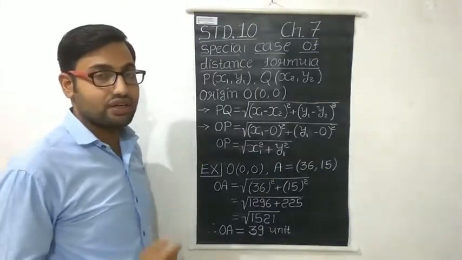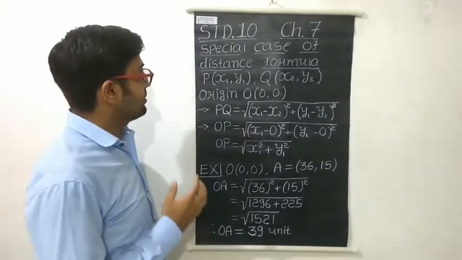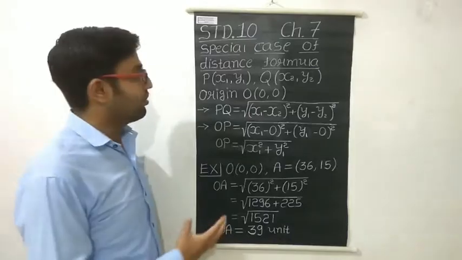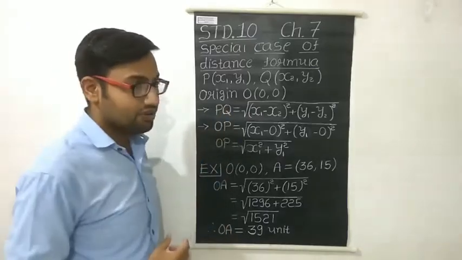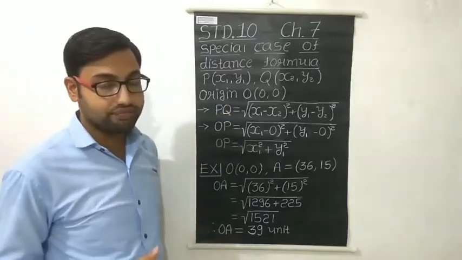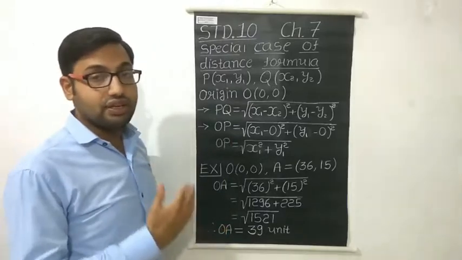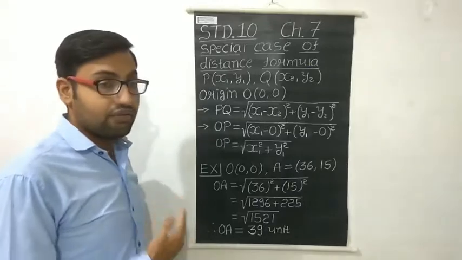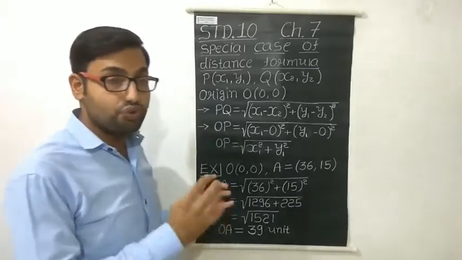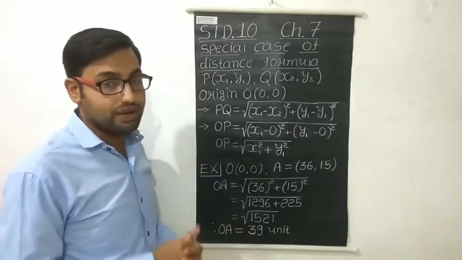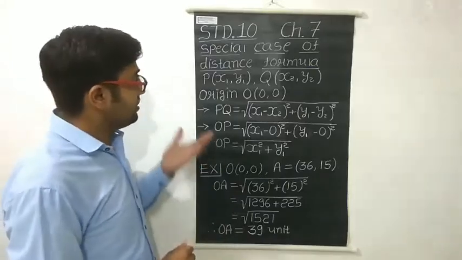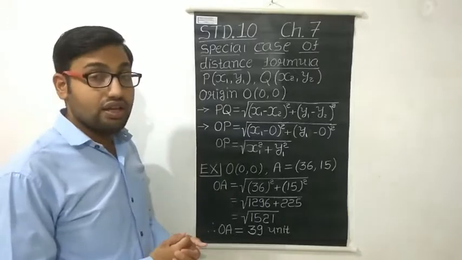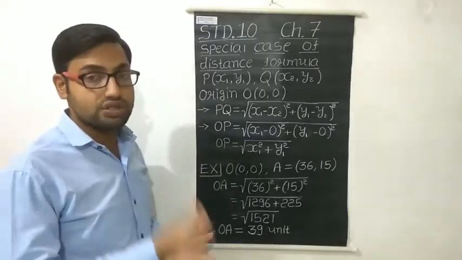Hello students, today we will study the special case of the distance formula. This is the topic of standard 10 chapter number 7 coordinate geometry. So in the previous class we have studied the distance formula, how we can find out the distance between the 2 points in the Cartesian plane. So what is this special case? Special case means the distance from the origin.